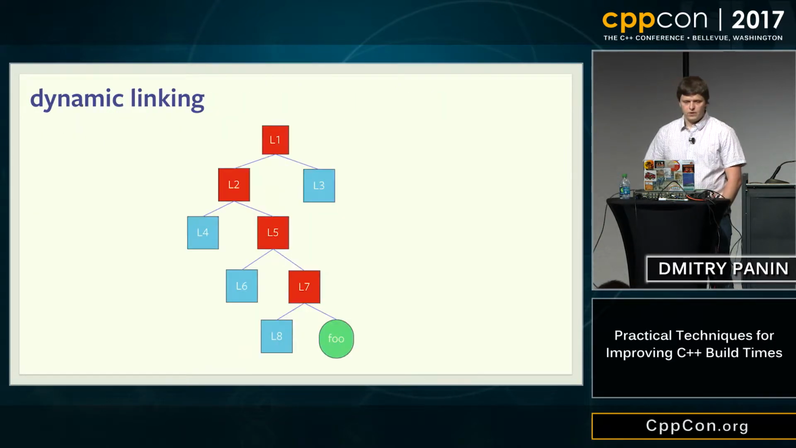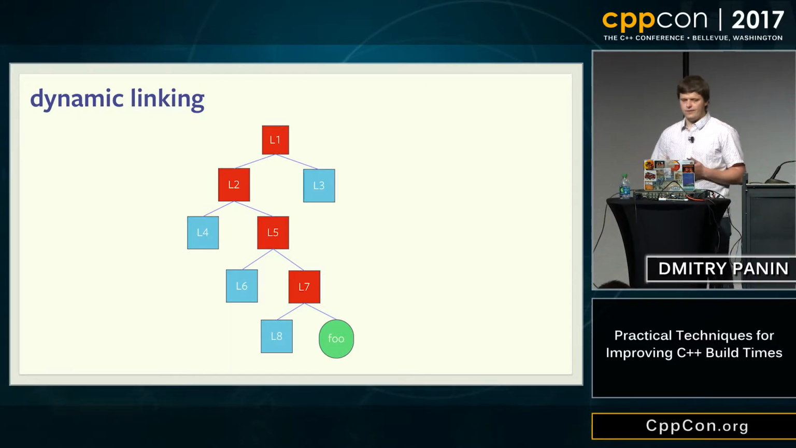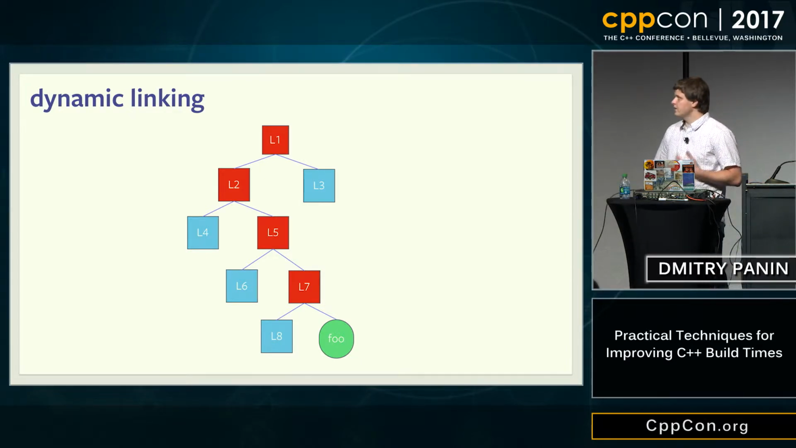Okay, so let's now talk about how we can speed up linking. Let me first show what the problem is. Suppose you have a large build tree and you modified some CPP file in the leaf nodes of the tree. Then you will get this linking chain that goes all the way to the top, and it can take quite some time.